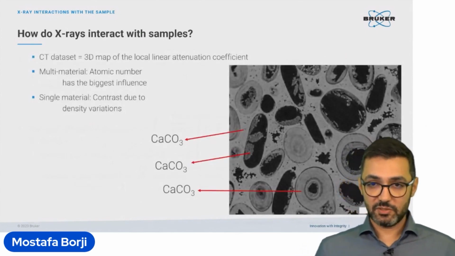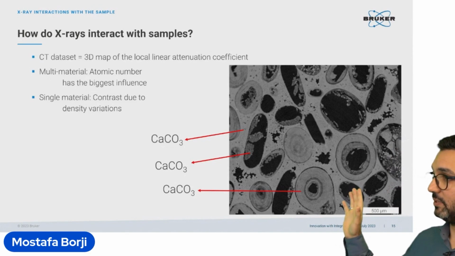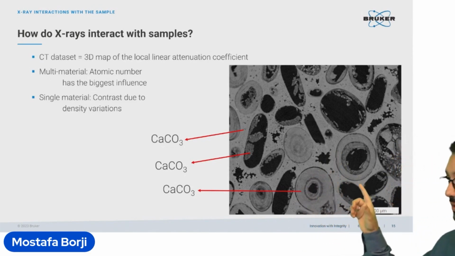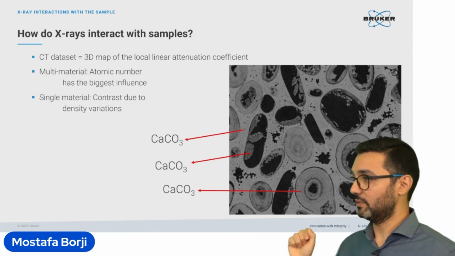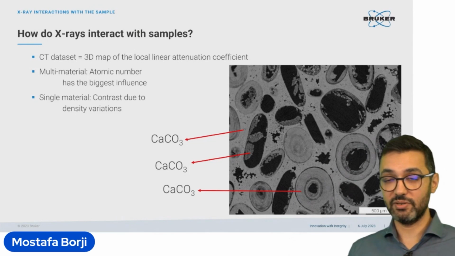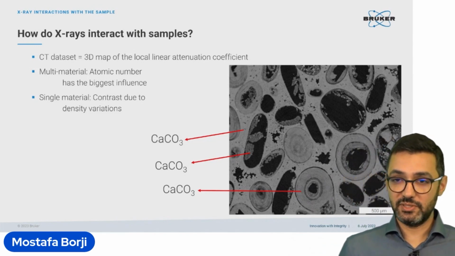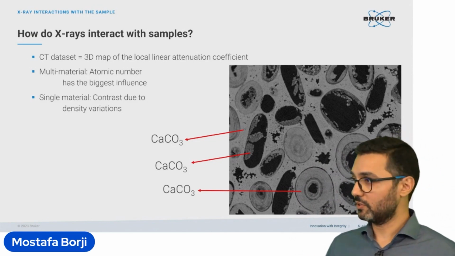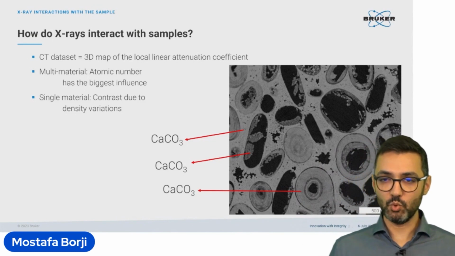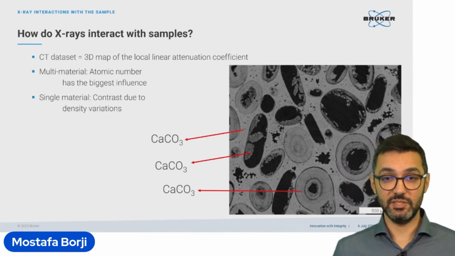But sometimes in some samples, we also have the same material. So here is another example in which, in a specific sample, we have the same material. All of them are calcium carbonate. But the thing is that we still do see different gray values in there. The reason is the density variations. So some parts, if they have more porosity or a more dense structure, then this affects the gray values that we see in the images.